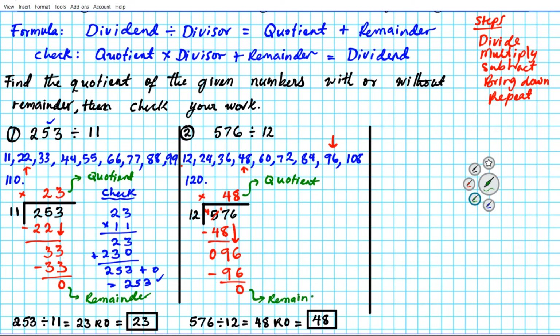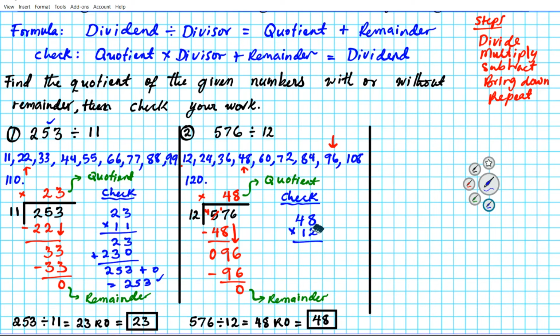Let's check our work to see if it's correct. So we're going to check by multiplying. So let's check. Now just multiply our quotient, which is 48, by our divisor, which is 12. If we get our dividend, then we are correct. If not, then something is wrong. We have to go back and check our work for errors.